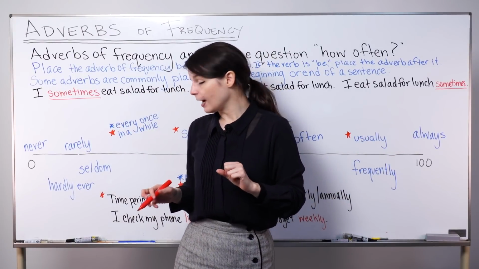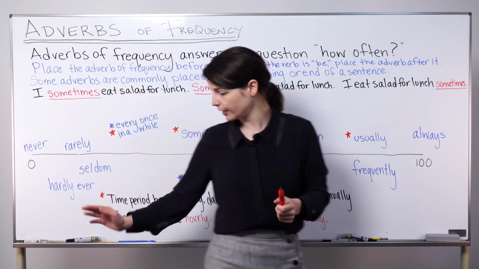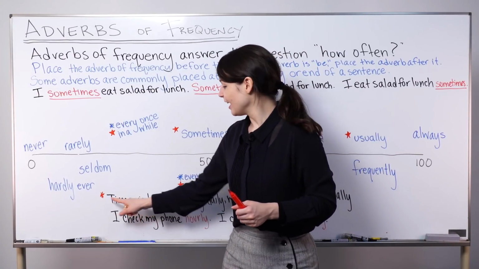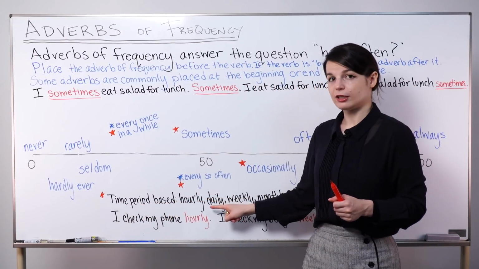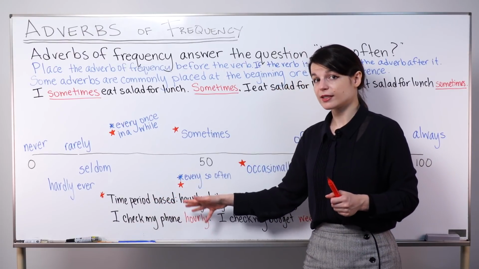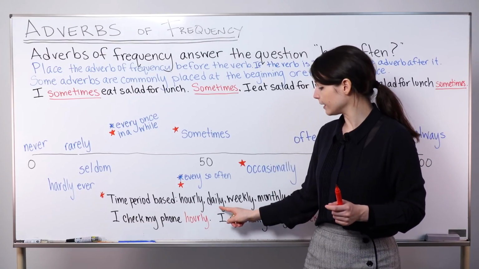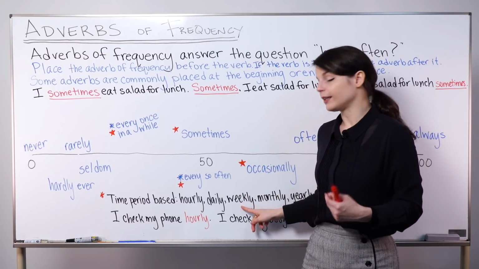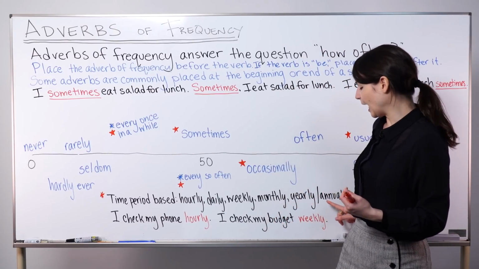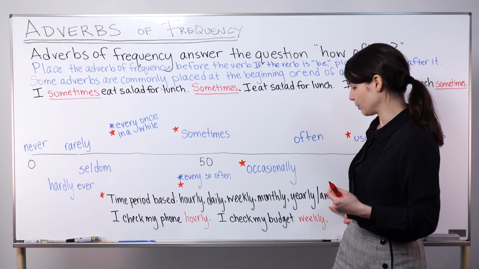Sounds great. Okay, I want to finish this lesson then by looking at one more group, which I have down here. I've marked this with this red star again, a red asterisk rather. These are kind of different from the ones I've introduced here. These are what I've called time period-based adverbs. These words are hourly, which means every hour, daily, every day, weekly, every week, monthly, every month, yearly and annually, so every year. Yearly and annually mean the same thing. Annually is a little bit more formal.